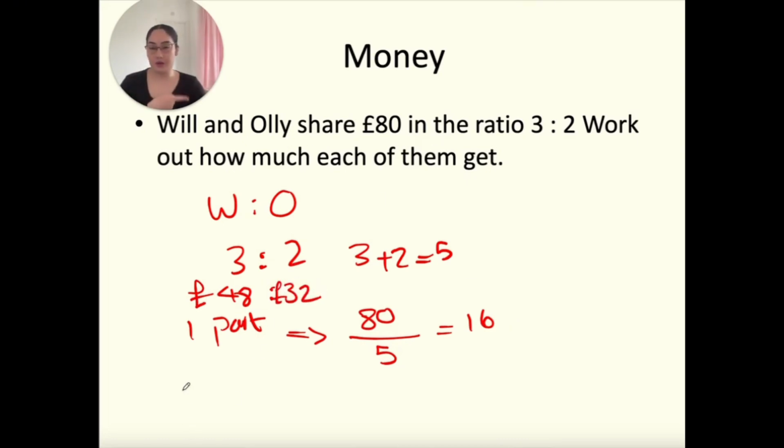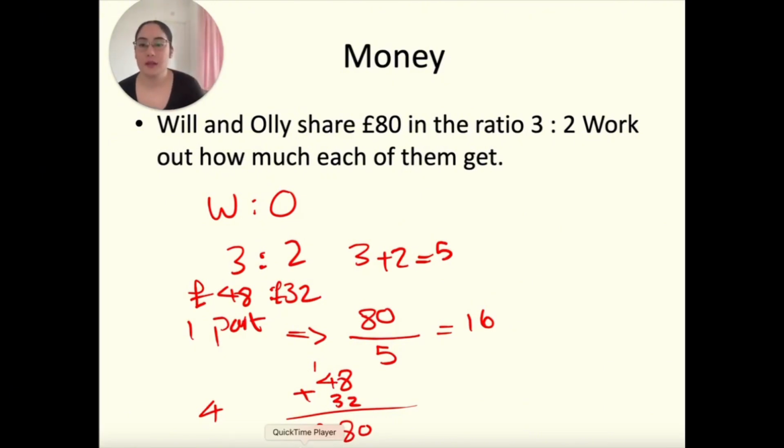And you can always double check your answer by adding these two together. So here, 48 plus 32 should give us the total amount, which is 80. 8 plus 2 gives us 10. Put the 0 down, carry the 1 over. 4 plus 1 is 5, plus the 3 is 8. So the total is £80. So we use that method to double check our answer, right?